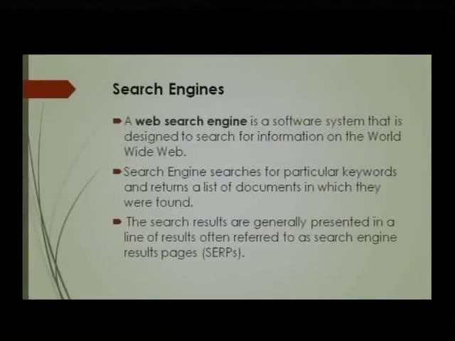So a search engine searches for particular keywords and returns a list of documents in which they were found. What this means by particular keywords is, suppose I developed a website on C programming. What are the keywords that are given? C programming, code, C tutorial. These are all the keywords. If a user searches with any of these keywords, then it will come to my website.